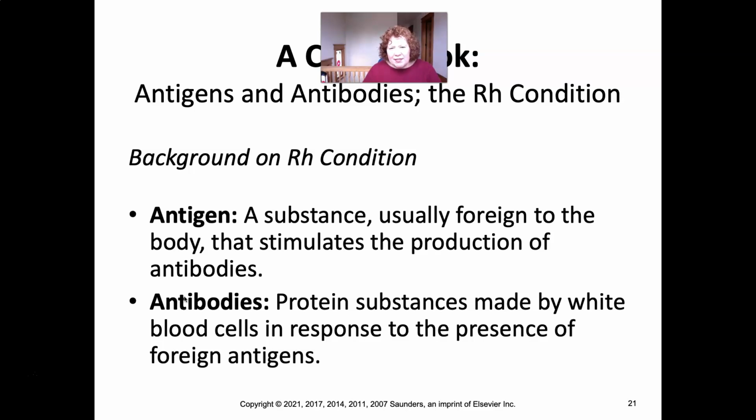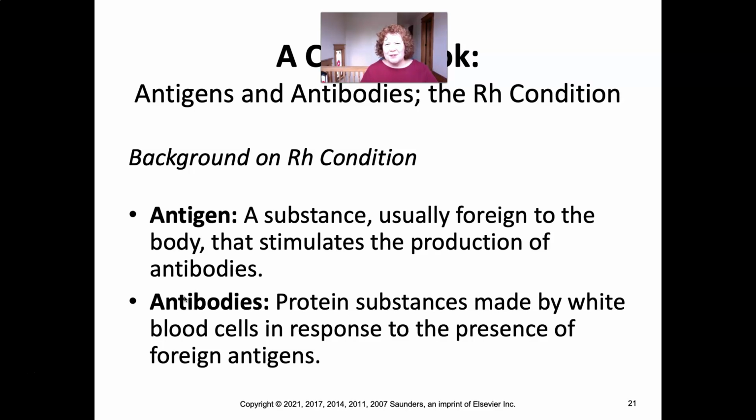An antigen is a substance that's usually foreign to your body that stimulates the production of antibodies against it. Antibodies are the response to these antigens. They want to fight it off. So let's pretend an antigen is an invader. It's coming into the body, and in response to this antigen invading your body, these antibodies all come together to fight off whatever this antigen is.